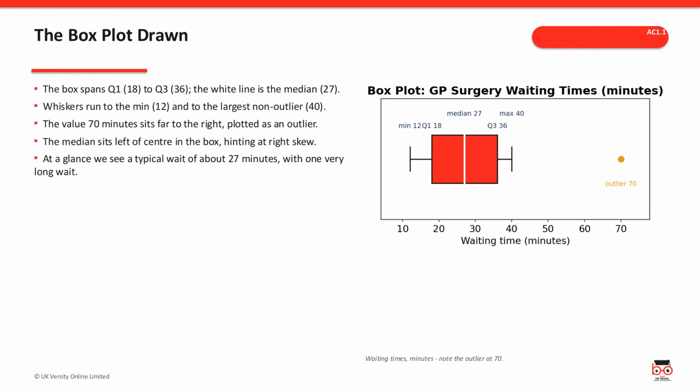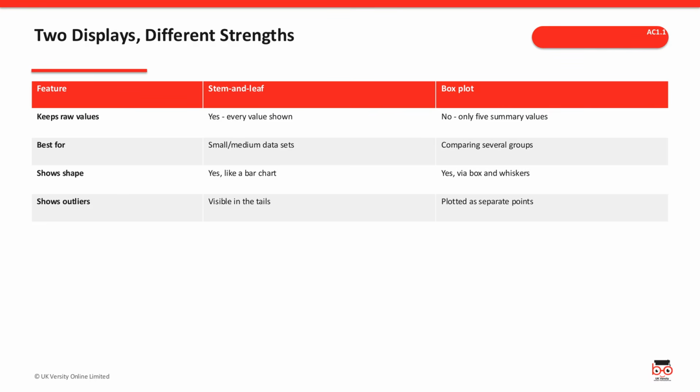Notice the median sits left of center in the box, which is already hinting the data is skewed to the right. One very long wait stretching the tail out. So, which display do you reach for?